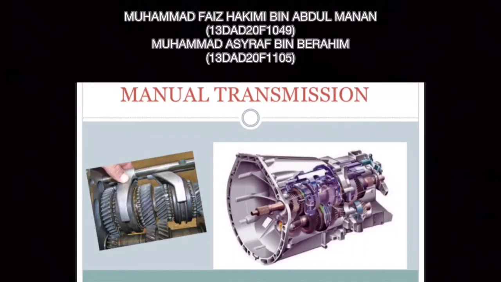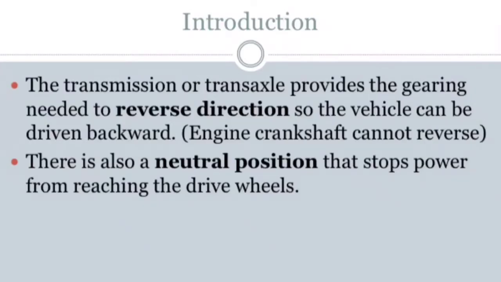Okay, now I want to talk about the introduction to manual transmission. The transmission or transaxle provides the gearing needed to reverse direction, so the vehicle can be driven backward. The engine crankshaft cannot reverse. Next, there is also a neutral position that stops power from reaching the drive wheels.